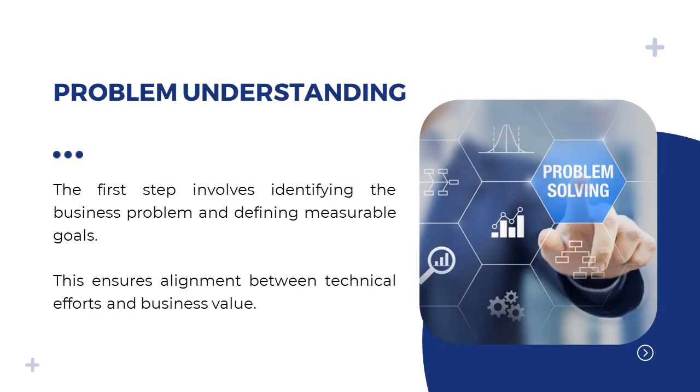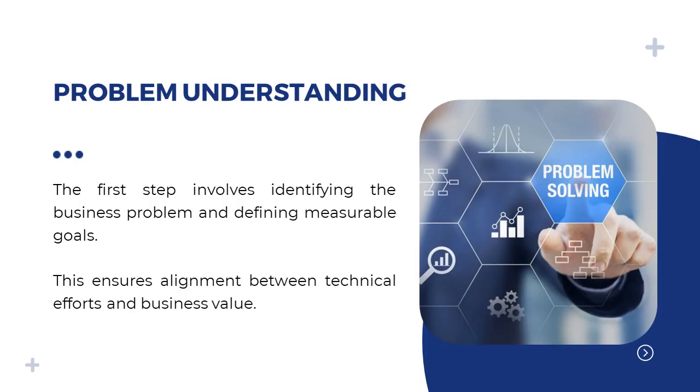Problem understanding. Every successful data science project starts with a deep understanding of the problem. This step focuses on identifying the core business objective and translating it into a well-defined data science question. For example, if a hospital wants to reduce patient readmission rates, the problem needs to be framed in measurable terms. Can we predict which patients are at high risk of readmission within 30 days of discharge?